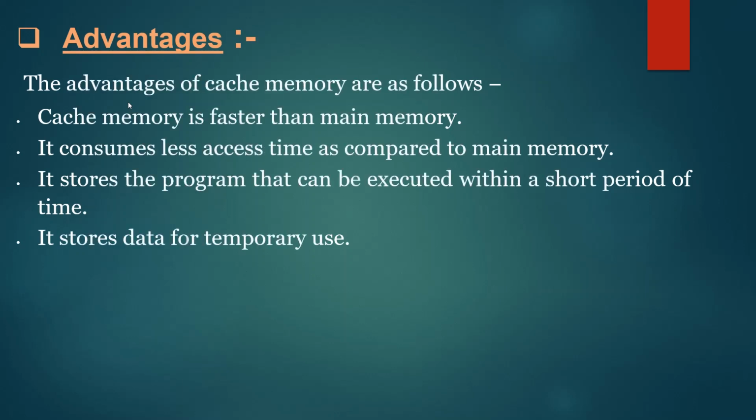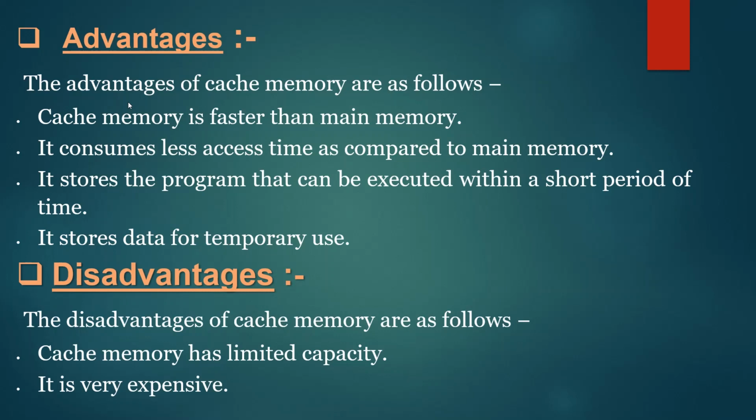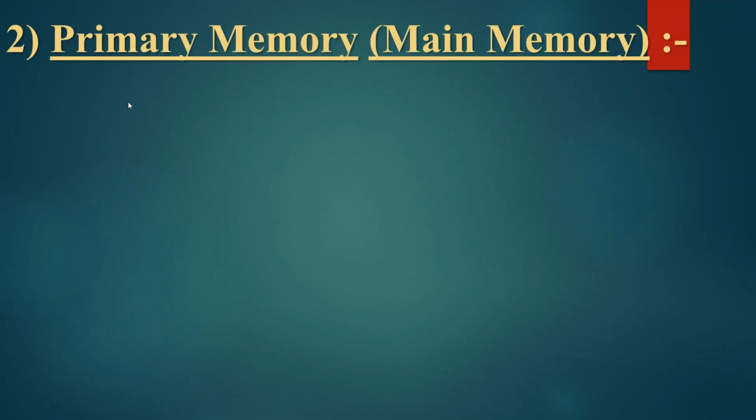The advantages of cache memory are as follows. Cache memory is faster than main memory. It consumes less access time as compared to main memory. It stores the program that can be executed within a short period of time. It stores data for temporary use. The disadvantages of cache memory are as follows. Cache memory has limited capacity. It is very expensive.